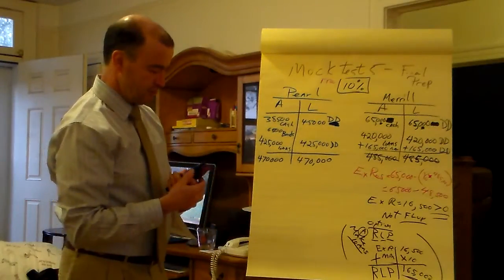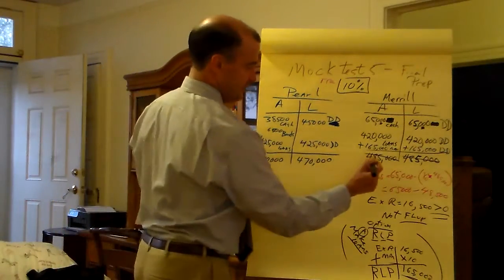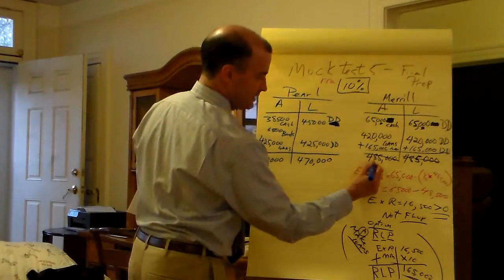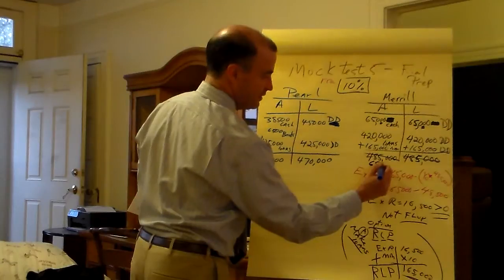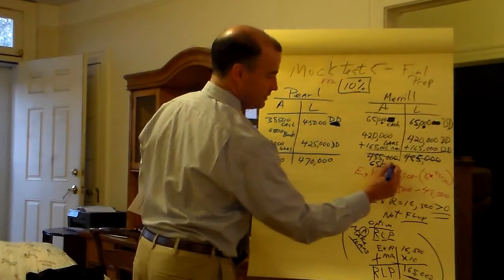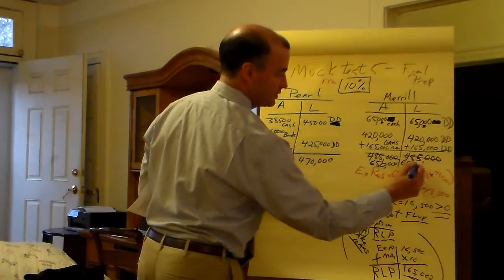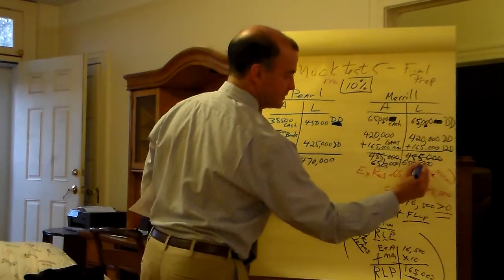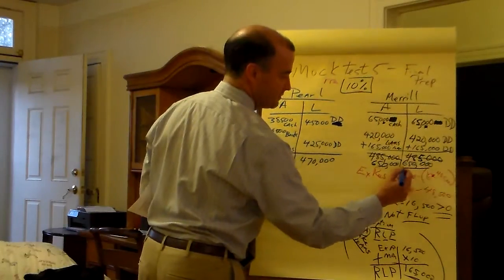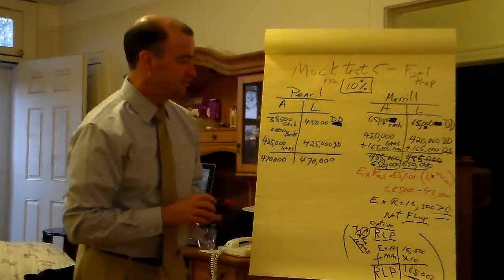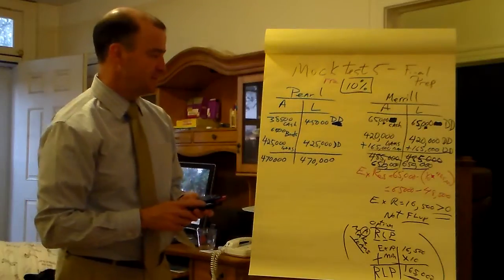All right, what's that total going to be? Maybe you can figure it out already. I'll do it in blue. $650,000. $650 on the left, $650 on the right. 65,000 plus 420 plus 165 really is 650,000.